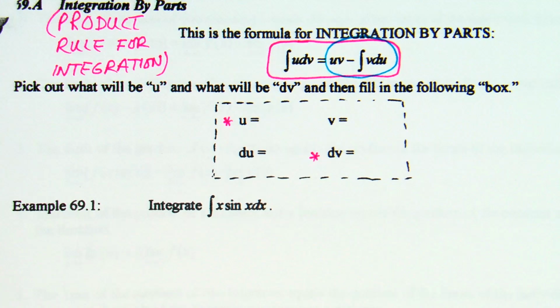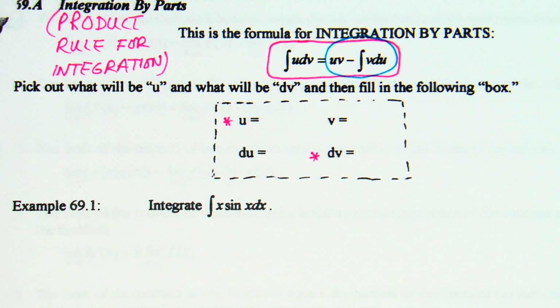Okay. Example 1 is asking us to integrate the integral of x sine x dx. Now, do you understand why we can't just do this as is? There are two pieces here, yes? There's an x and there's a sine x. You can't just integrate them both side by side and that is your integral. Just like if we were trying to do the derivative, you can't just take the derivative of x and the derivative of sine x. You have to use a product rule. Same idea here, and we're going to use integration by parts to do this.